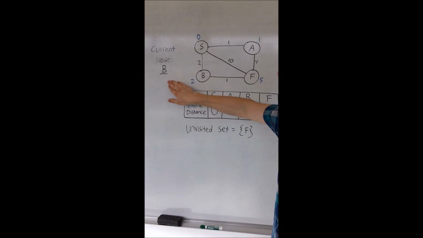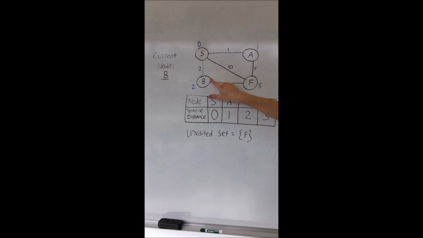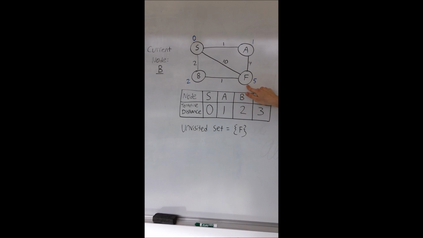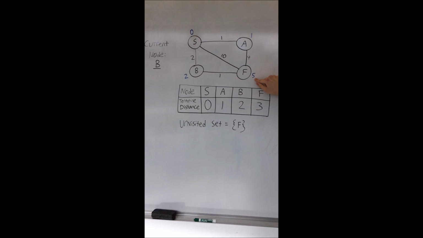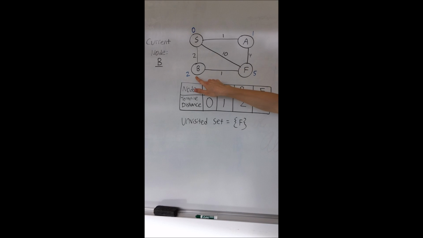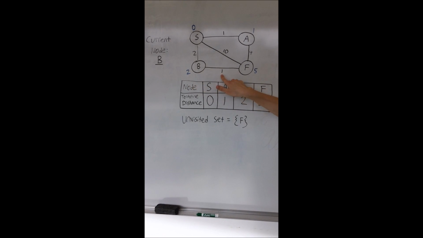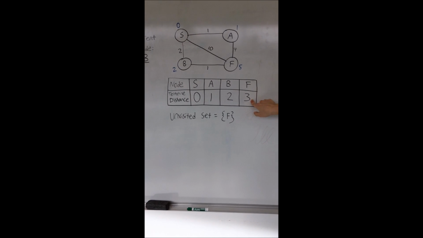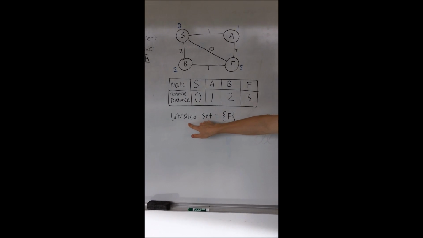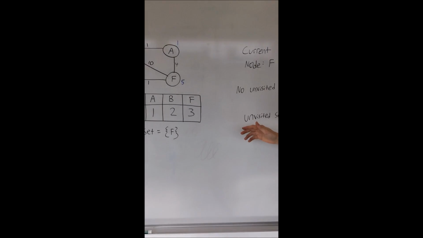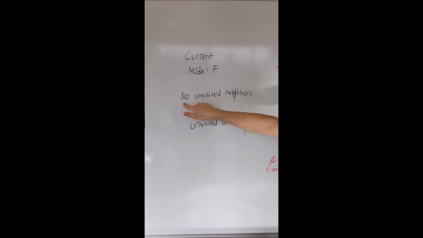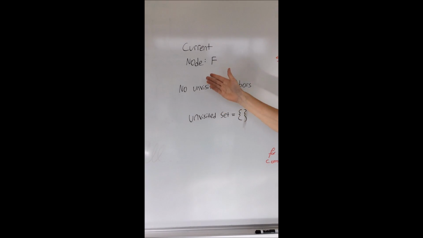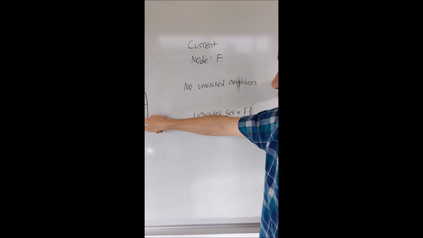We then assign a new current node. This time, the unvisited node with the lowest value would be B. We look at B's unvisited neighbors, which is only F. We compare F's old distance value of 5 to the new path distance from B to F, which is 2 plus 1. Because 2 plus 1 is lower than 5, F is given a new tentative distance value of 3, and B is removed from the unvisited set. Now the current node would be F. F does not have any unvisited neighbors, so it terminates, and we return a value of 3 for the shortest path.